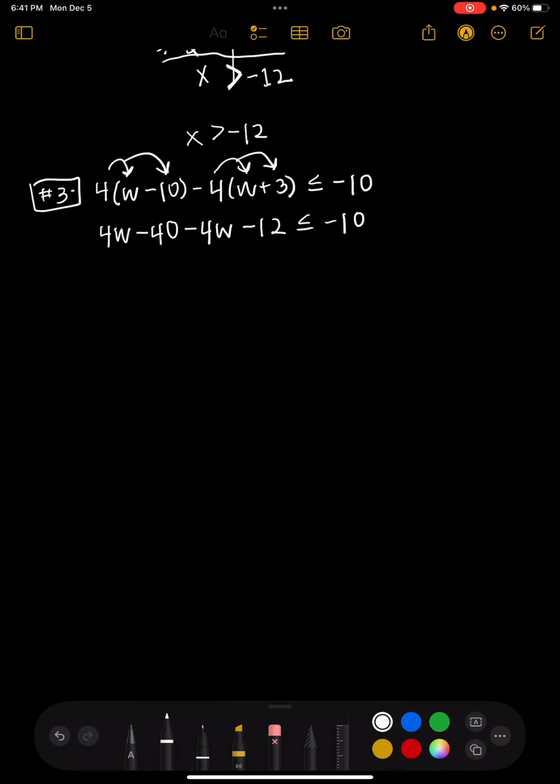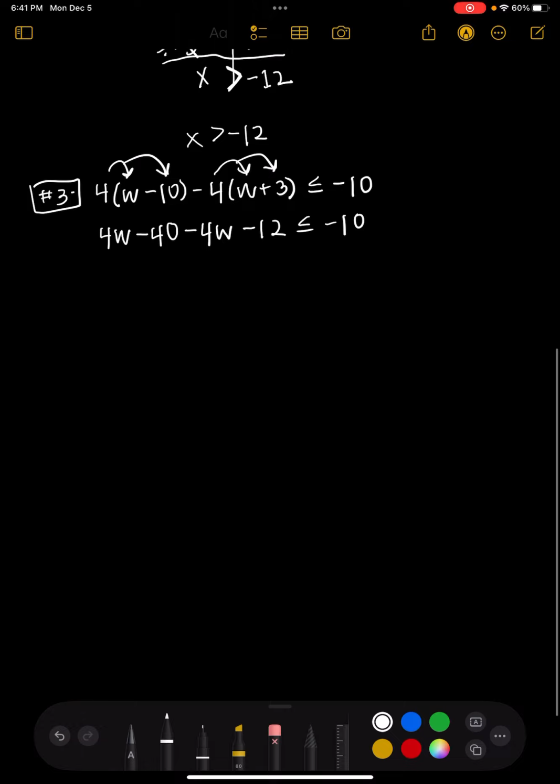Now we're going to combine like terms, and this one actually has 2 sets of like terms. So we have the 4w and the negative 4w. Those both have w's, so they're considered like terms. And then we have a negative 40 and a negative 12. Because those both don't have w's, they're also considered like terms. So let's start with the w ones. We've got 4w minus 4w. 4w minus 4w is actually 0w. I could write 0w, but I can also just cancel them out, because 4 minus 4 is 0. They cancel each other out.